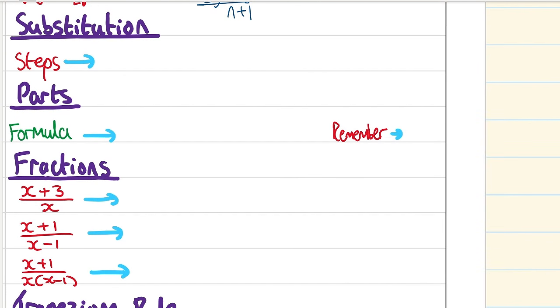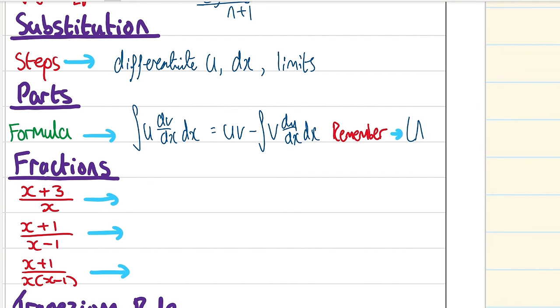If I'm doing integration by substitution, the first thing I want to do is differentiate u. And then what I would want to do is get an expression for dx, sub that in, and then I would need to convert my limits. Integration by parts, the formula is given, but what you really need to remember is LATE. And this is what we replace u for. We replace u for any logarithms, that takes priority, and then any algebraic expressions like a polynomial, and then finally any trigonometric or exponential functions.